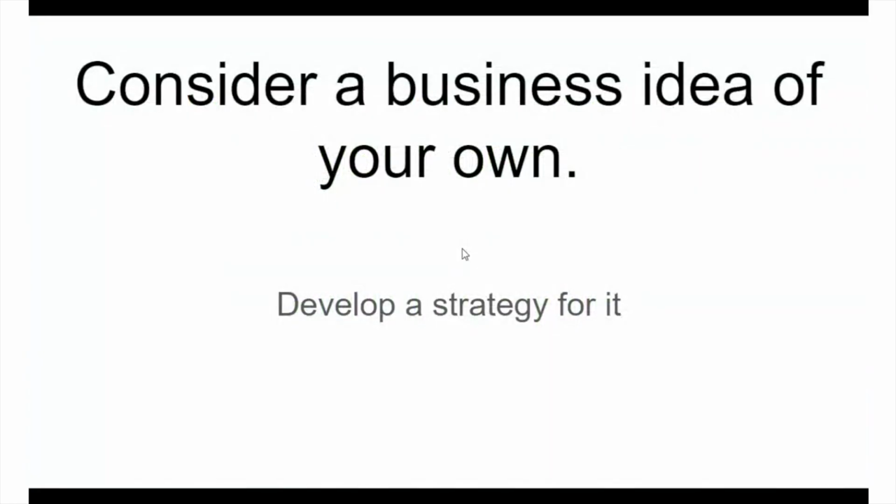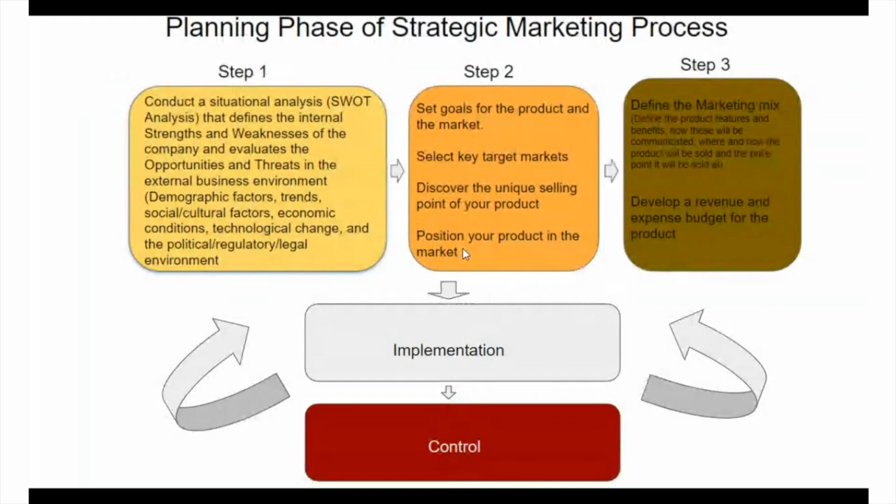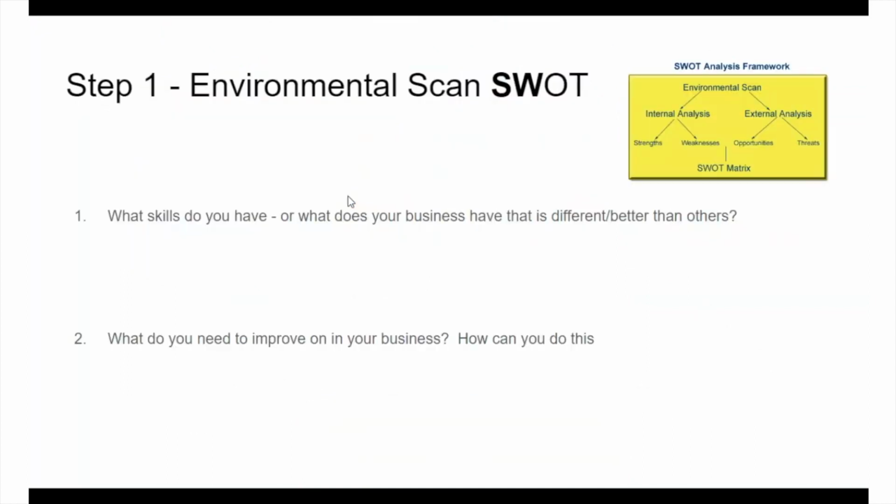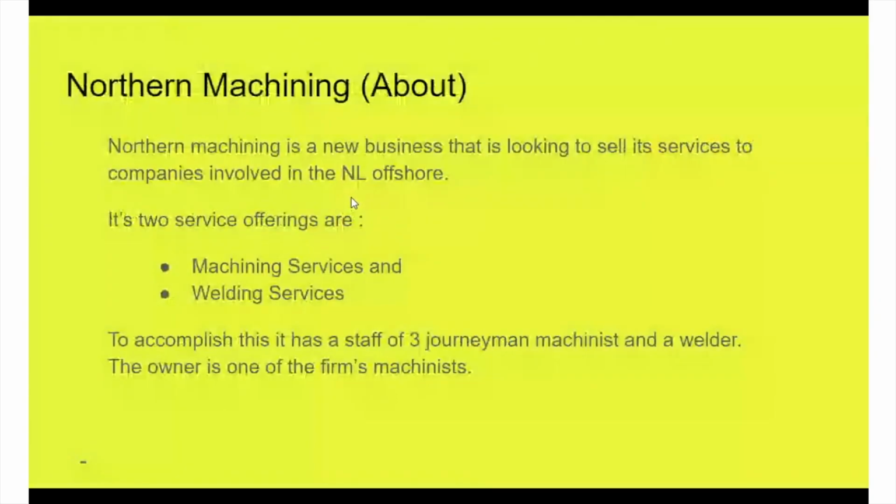So tonight, we're going to develop a strategy for a business. Now, instead of asking you, I said, okay, well, what have we got? Let's think of a business here that we can take through this process that we've outlined and look at what we actually do in those particular phases. So let's look at the company. Let's take a look at a hypothetical company, Northern Machining.